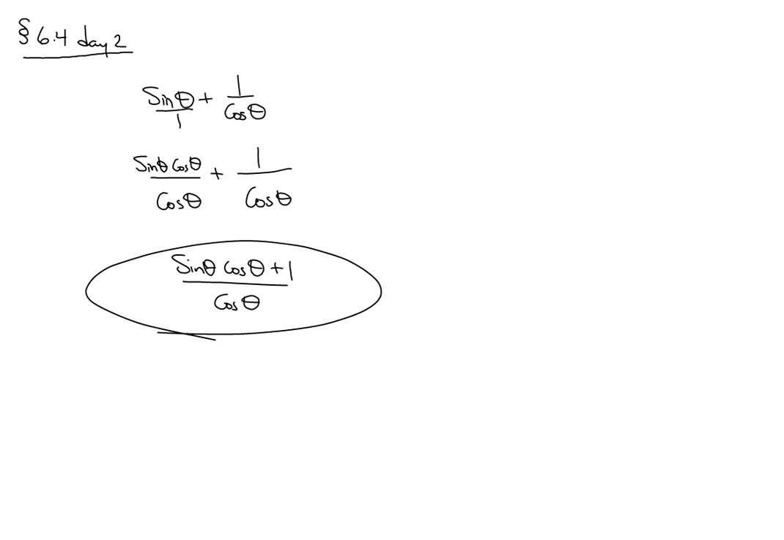Now let's take a look at a slightly more complex one. So again, this is the one that was in your notes from yesterday. This is not new. So now what we're going to do is we're going to take a look at secant of a plus 1 over sine of a plus tangent of a. So the idea is that we need to simplify this thing down.